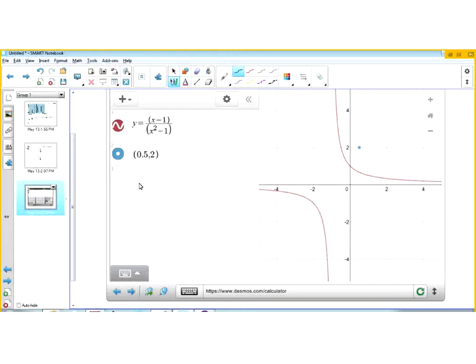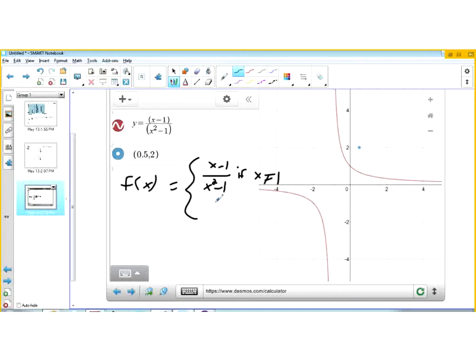So let me write that down as you would write it piecewise. Using piecewise notation, we have f of x is equal to, piecewise now, x minus 1 divided by x squared minus 1 if x doesn't equal 1.